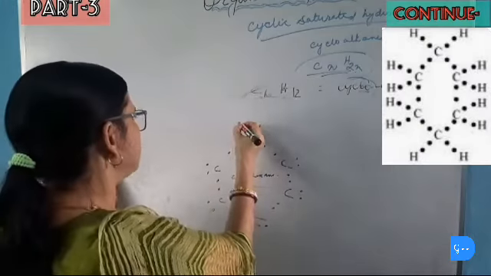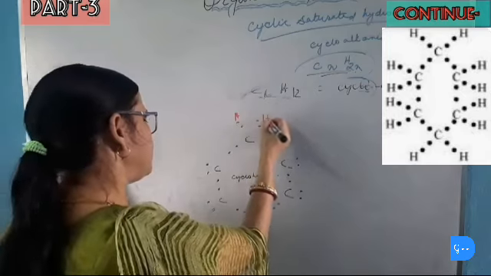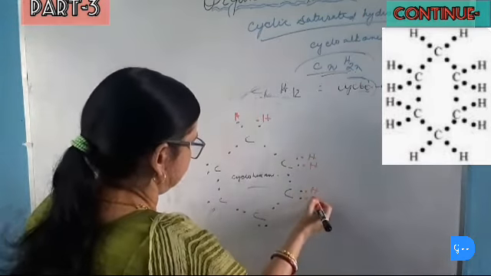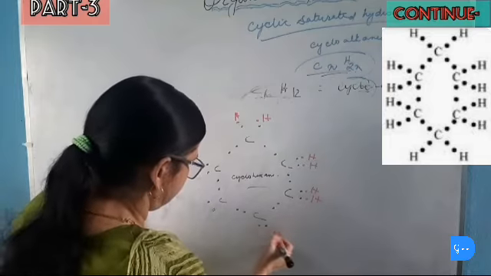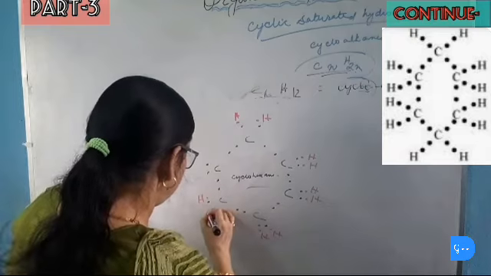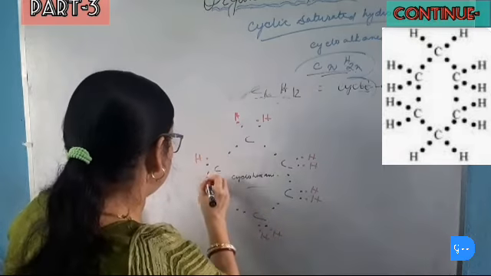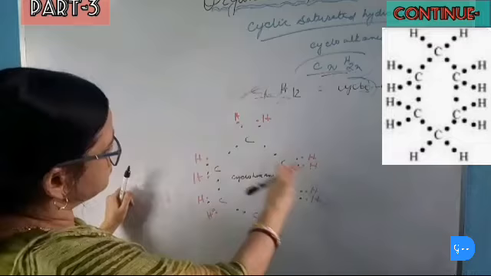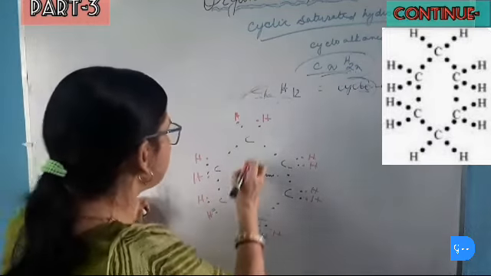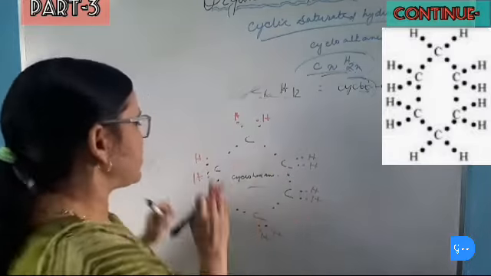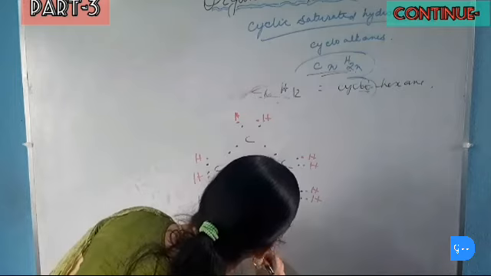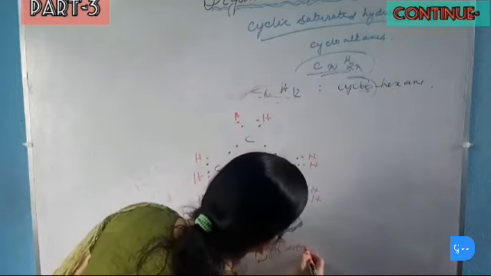Now we will draw the hydrogen. So how many hydrogen atoms are there? 1, 2, 3, 4, 5, 6, 7, 8, 9, 10, 11, 12. 12 hydrogen atoms and 6 carbon atoms. It forms cyclohexane. This is the electron dot structure.